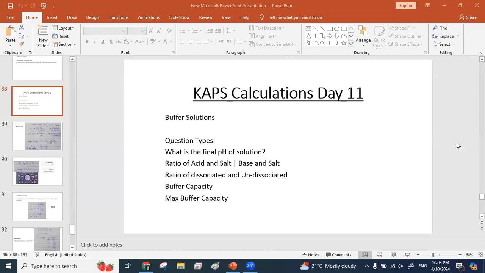And what kind of questions we can encounter is, first of all, what is the final pH of solutions? These are the keywords that you should be searching in questions. What is the final pH of solution? Salt to acid ratio, or base to salt ratio, and dissociated to undissociated ratio, then the buffer capacity, maximum buffer capacity. These are the words that will be in the questions. If you encounter one of these questions in your KAPS exam, you should know this is coming from chapter 11.